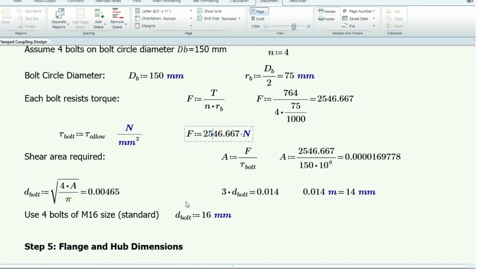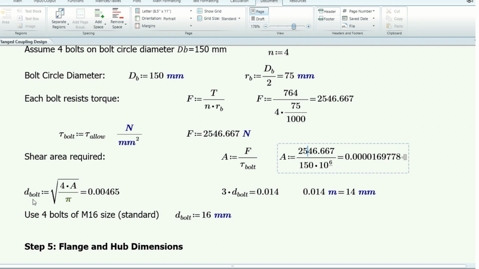The shear area is nothing but force divided by shear stress. Shear stress again is nothing but force by area, so the area will go to the top. So A is equal to the force 2546 divided by 150, and again the shear stress here I'm going to make it to meter squared. That's why this value.